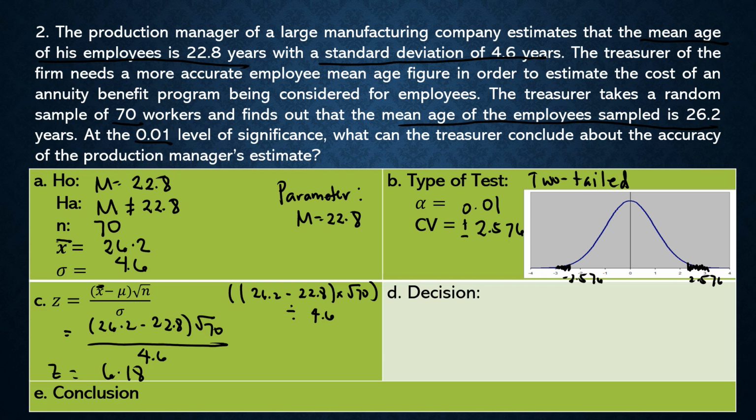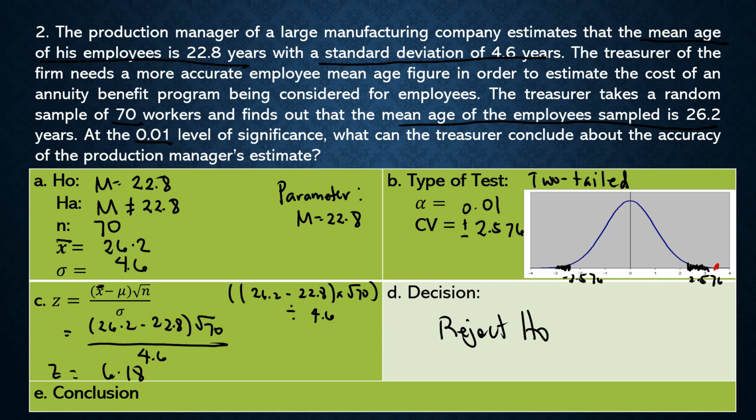Now, if we're going to take a look at 6.18 on our rejection region, or on our normal curve, we can see that 6.18 falls here on the positive side. So 6.18 falls here on the rightmost side of the normal curve. And then we can now say that it falls on the rejection region. So therefore, our decision is to reject the null hypothesis.